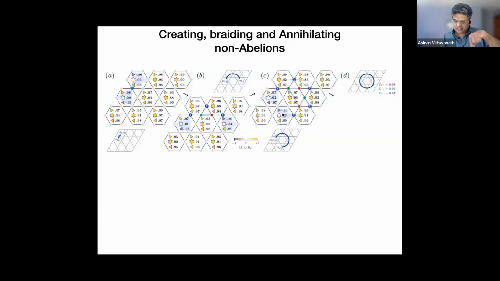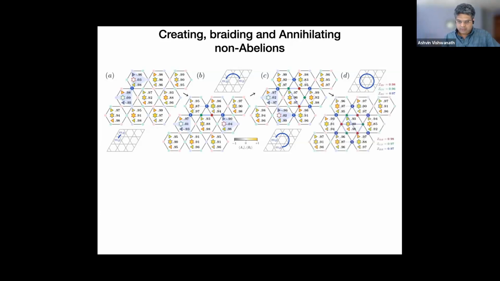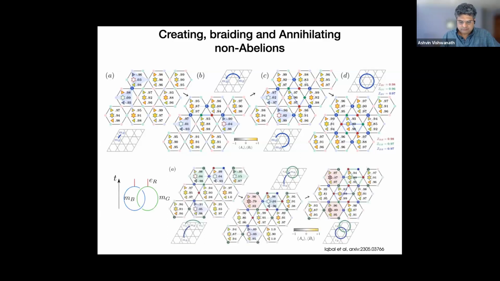So this is the point, that these string operators for non-abelians actually grow with the length of the system, with the length of their separation. At the end of the day, you can fuse them back, and you see that all the stabilizers are back close to the ground state value. They're not as good as before, but it's kind of impressive that they get back close.